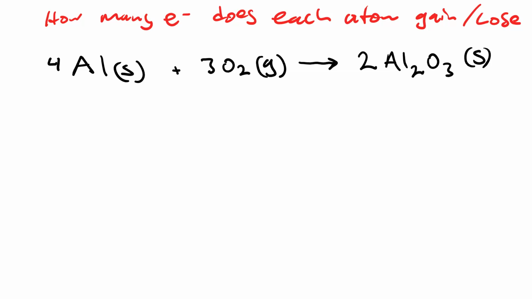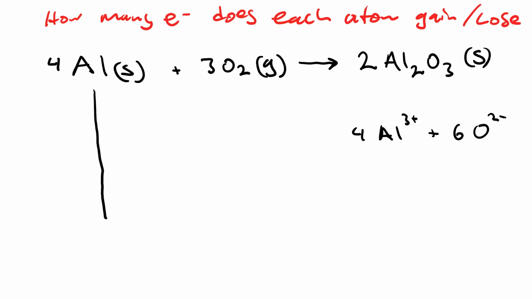In other words, how many electrons does each atom gain or lose? First thing we'll do is we'll break up the ionic compound on the right into its constituent ions. So 2Al2O3 gives us 4 Al3+ ions and 6 O2- ions.